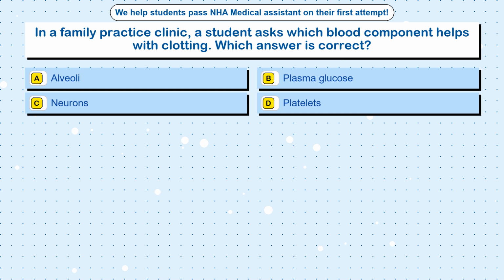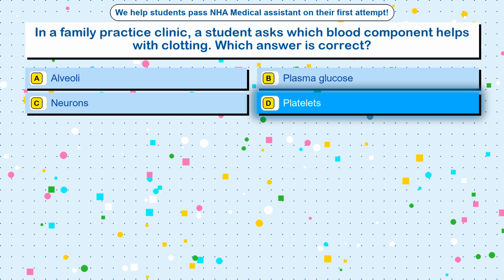Question 81. In a family practice clinic, a student asks which blood component helps with clotting. Which answer is correct? Option A. Alveoli. Option B. Plasma glucose. Option C. Neurons. Option D. Platelets. The correct answer is option D.